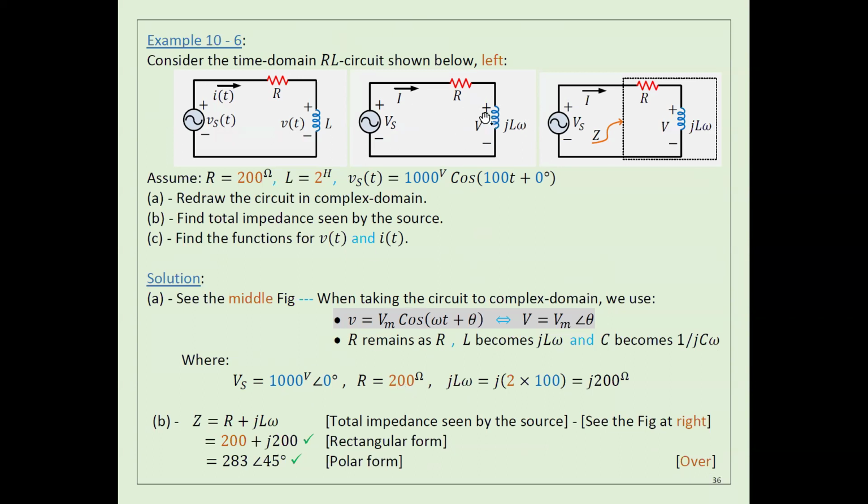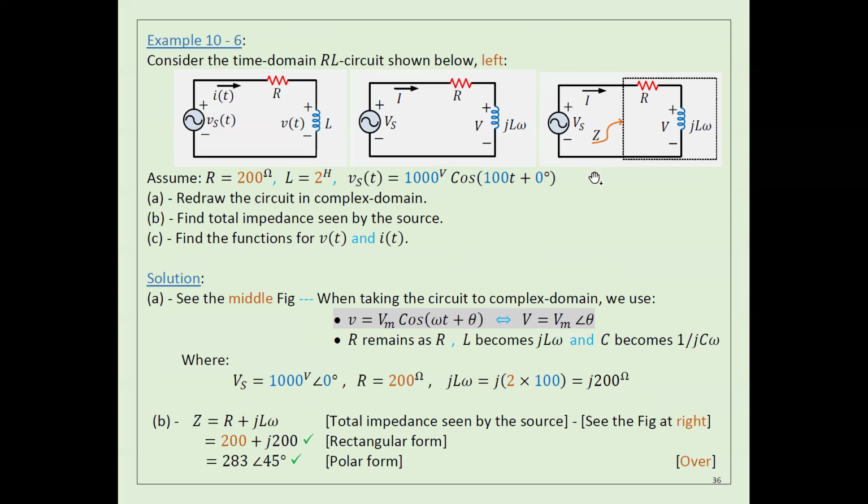For the impedance here, it is actually j omega L. I give you L here, and omega is here. So you need to multiply L, which is 2, by omega, which is 100, so it's actually j200. So this should be the circuit in the complex domain. I have this source in the complex domain, I have R, and I have the impedance in the complex domain. Any questions?